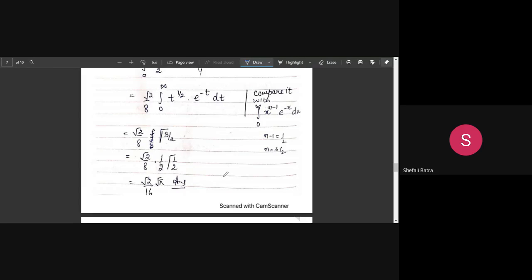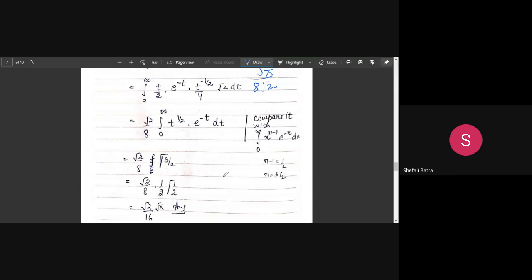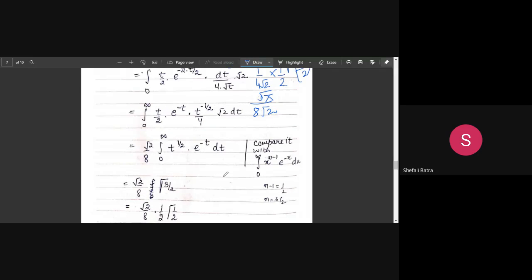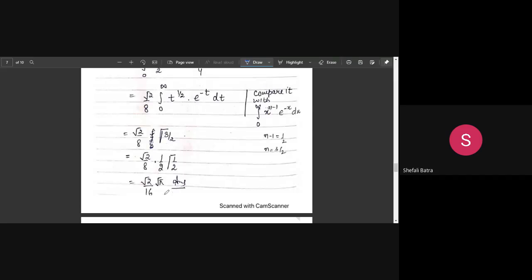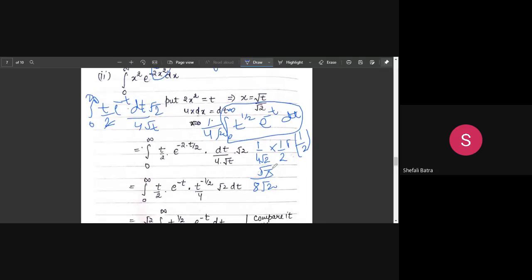So let us check the answer. Answer is 8 root 2 into under root pi. Right, so you'll be cutting it, so you'll be getting 8 under root 2 under root pi. Right, same we are getting: root pi upon 8 under root 2.